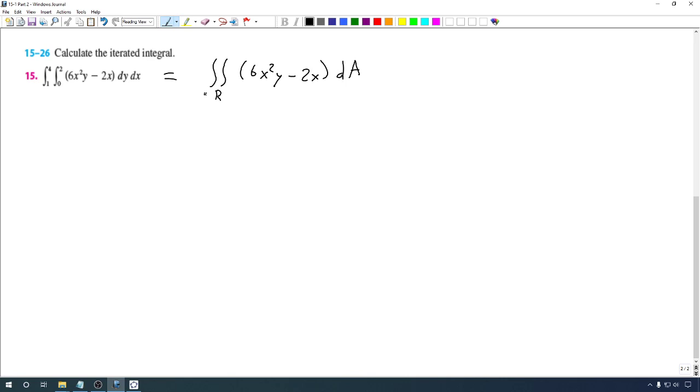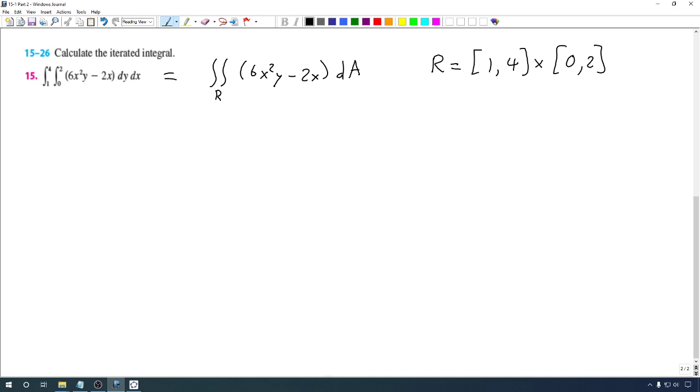And when we write it as a double integral, we write it with dA, where the rectangle is just going to be, so the x values are going from 1 to 4, our y values are going from 0 to 2. So this is the rectangle given by crossing [1, 4] with [0, 2]. That's the way you can think of it.